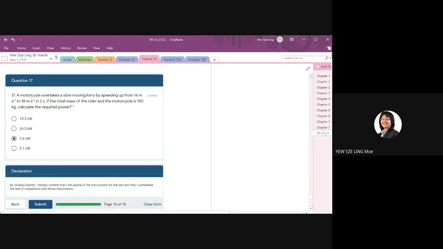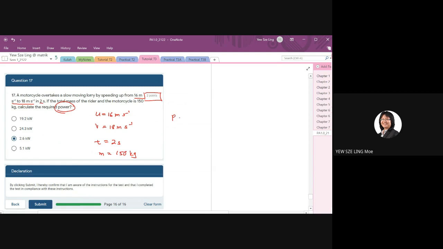Question 17. A motorcycle overtakes a slow moving lorry by speeding up from 16 meter per second to 18 meter per second in 2 seconds. So you have u equals 16 meter per second, v equals 18 meter per second, and the time t equals 2 seconds. It tells you the motorcycle and the rider together are 150 kg. How to calculate the power? This is a 2-point question, which means it's slightly harder. Now you want to calculate the required power.